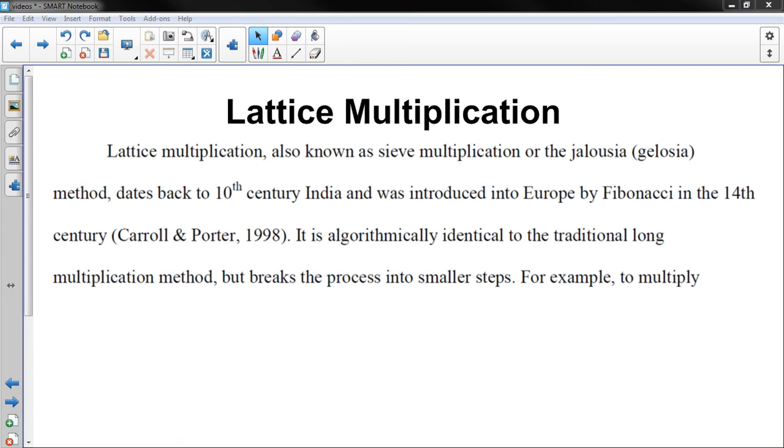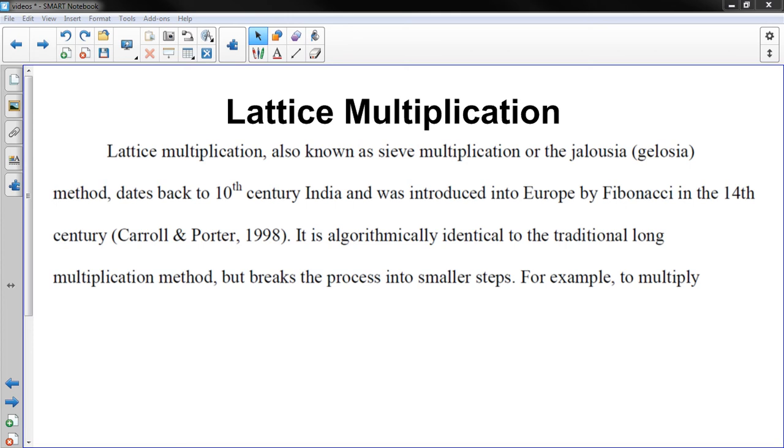A lot of adults and parents sometimes are confused with this method at first because it's not the same one that they grew up learning. And to many people, they might say, "Well, what's this new math that you're teaching my student or my child?" And I find it interesting that this isn't new at all. It's actually very old. Lattice multiplication, which is also known as sieve multiplication or Gelosia method, dates back to the 10th century in India, and it was introduced into Europe by Fibonacci in the 14th century.